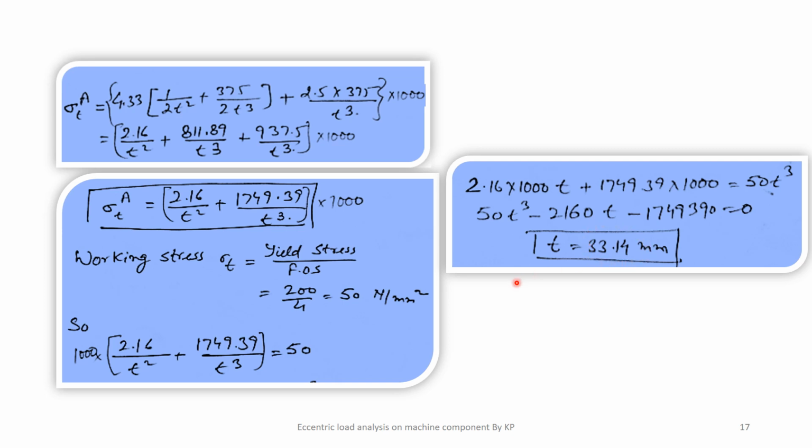So in these examples, we have seen how to consider the effect of an eccentric load on a given cross-section, whether the load is inclined, parallel to the cross-section, or vertical to the cross-section, and how to analyze them, find the effect of these forces on stresses, and compute the value of the stresses.